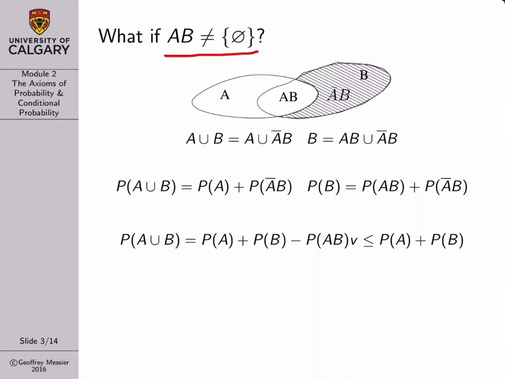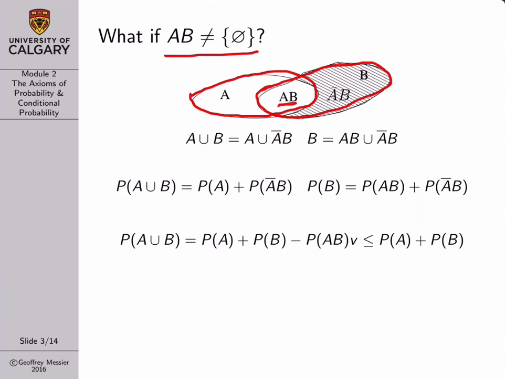Well, let's start with a Venn diagram. Here we have a set A. And another set B. Okay. And the elements that they share are here, A and B.